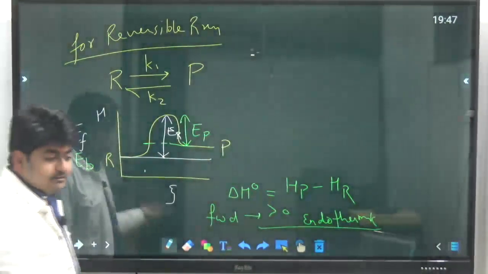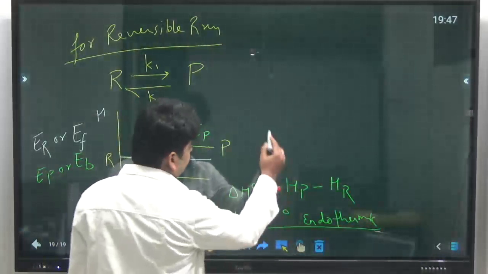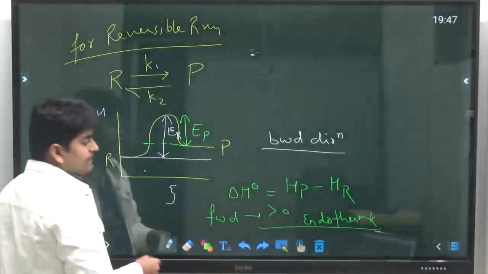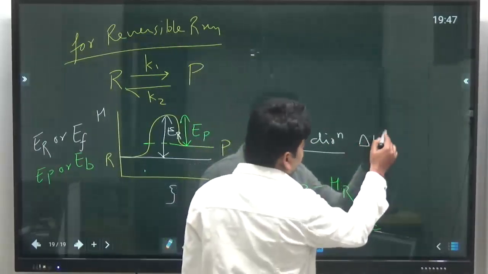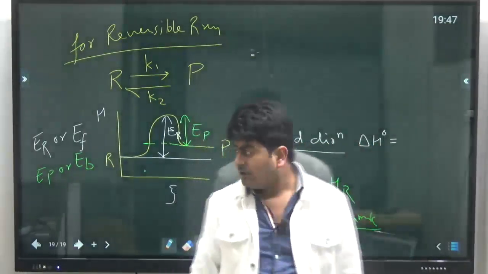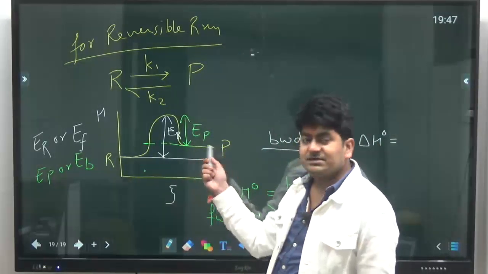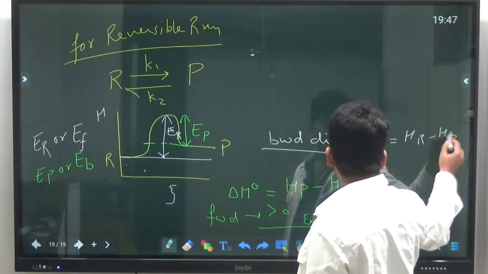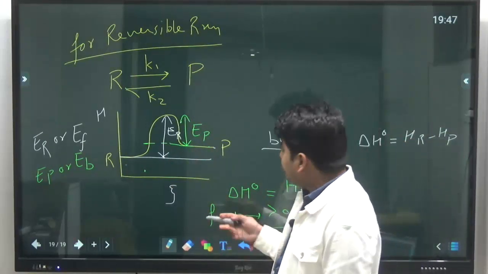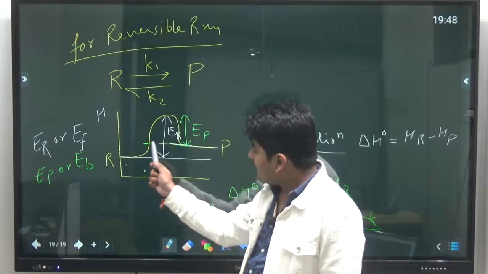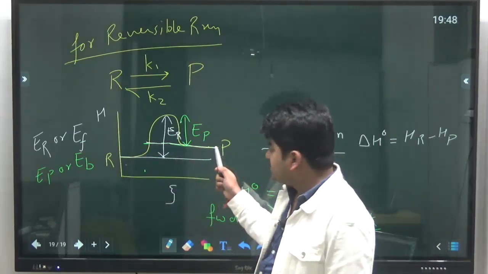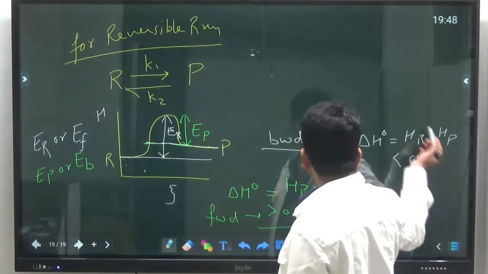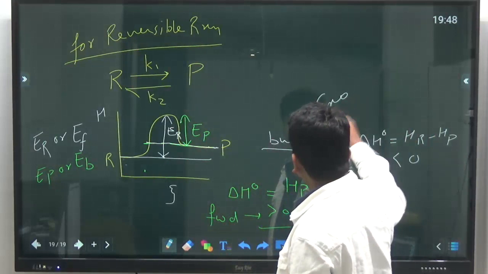But in backward direction, what will be delta H? Delta H naught will be final minus initial. For backward direction, this is the initial state, this is the final state. So it will be HR minus HP. And you can see, when I am going in backward direction, initially enthalpy is high, finally enthalpy is low. So this will be a negative value. That means reaction will be exothermic.